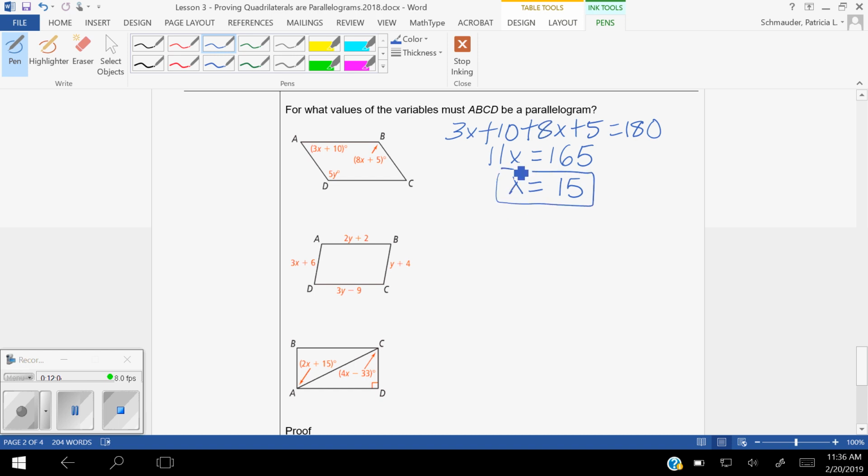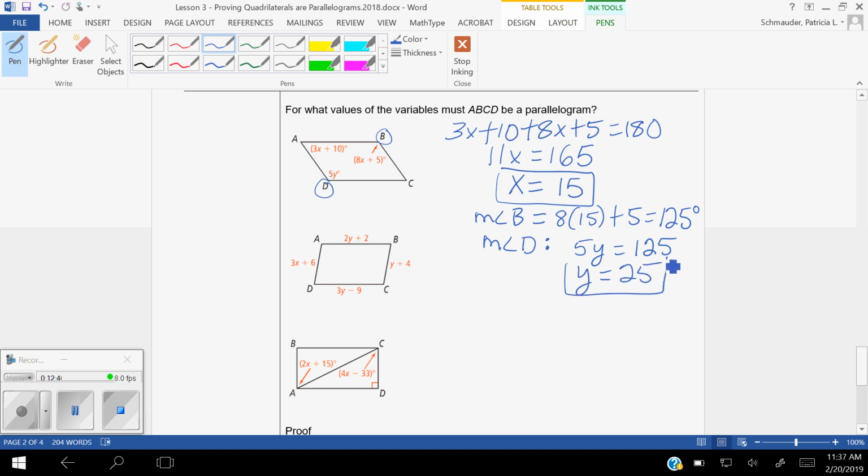And then I know that angle D has to be congruent to angle B if this is a parallelogram. So the measure of angle B has to be 8 times 15 plus 5. So let's see, how much is that? 120, 125. So for the measure of angle D, I say 5y equals 125. So y has to be 25. So those are my two values.